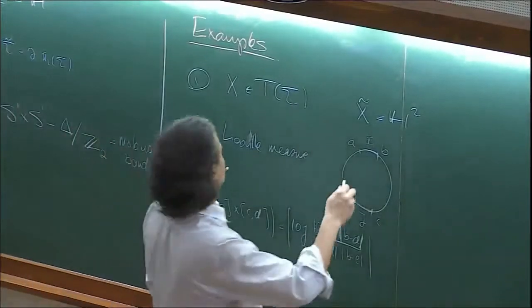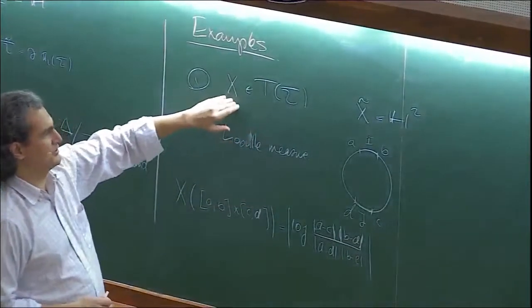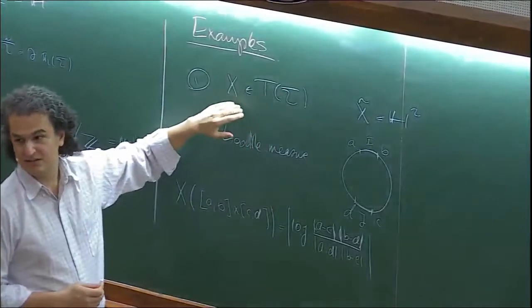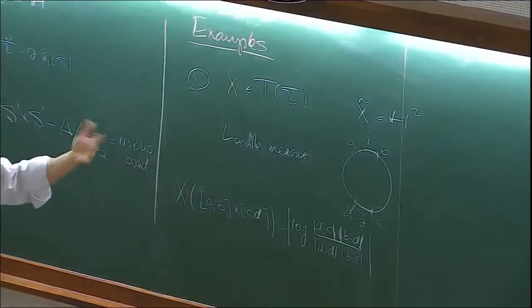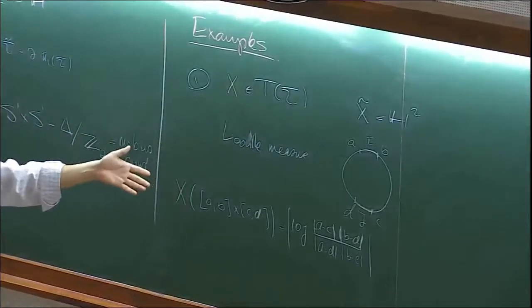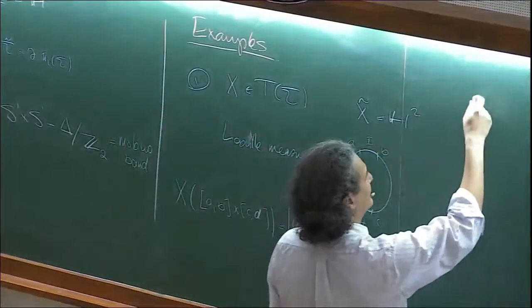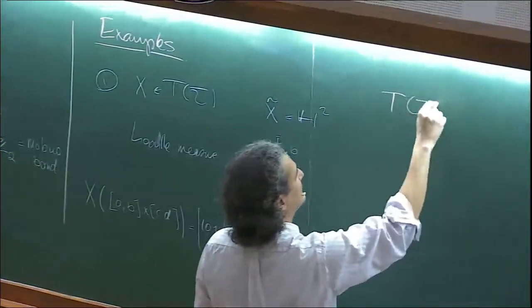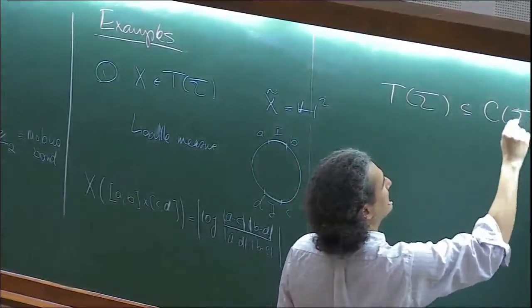So that's very nice. Keeping this in mind, a point in Teichmüller space, you can think of it as a conformal structure on sigma. You can think of it as a hyperbolic structure on sigma. But you can also think of it as a measure on a space of geodesics, namely the Liouville measure. So that's the point of view I want to discuss today. This tells you that the Teichmüller space is a subspace of a space of currents.